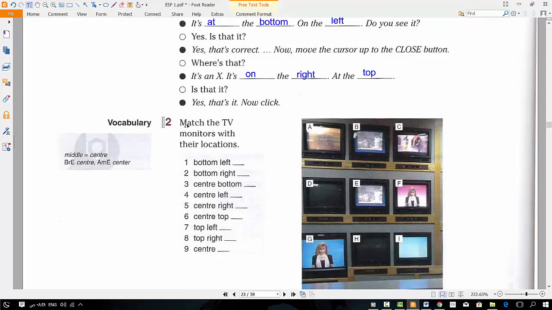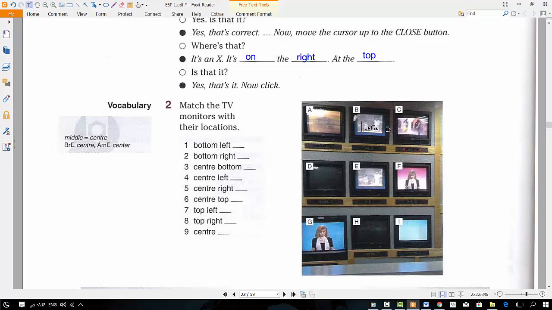Two, match the TV monitors with their locations. These are the TV monitors: A, B, C, D, E, F, G, H, I. Okay, where is monitor A? What's its location? It's at the top, on the left. This one, top, left. This is monitor A.